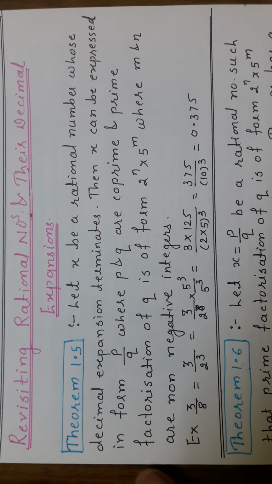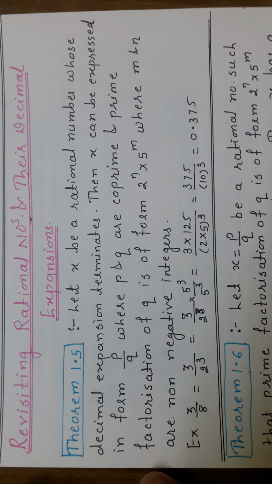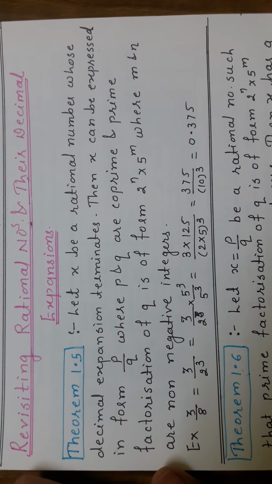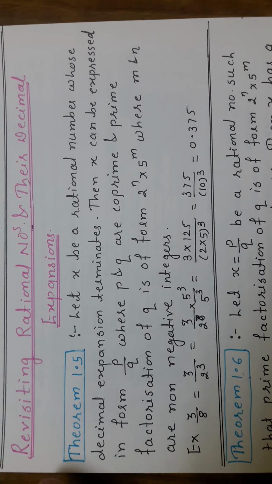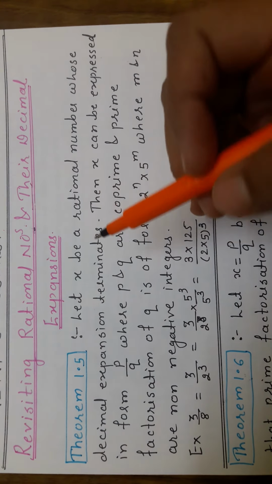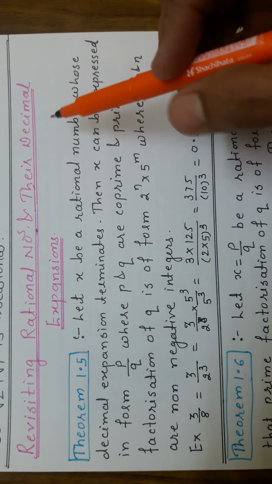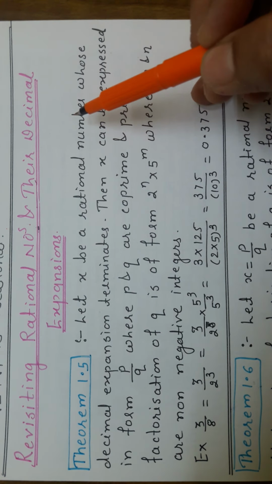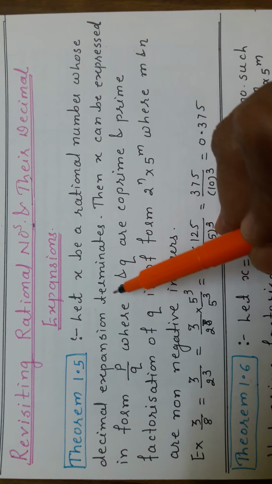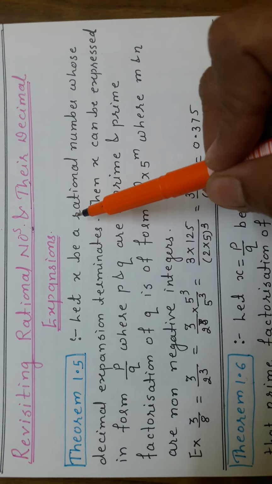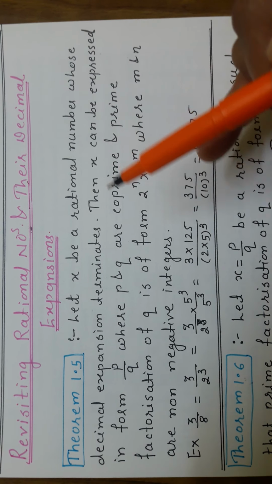Jai Gurudev students. Now I will explain the last topic of lesson number 1, that is revisiting the rational numbers and their decimal expansion. In 9th standard we found the decimal expansion of a rational number by the division method. This year we have to see the decimal expansion of a rational number without division.